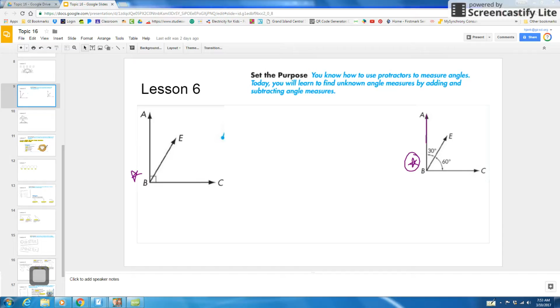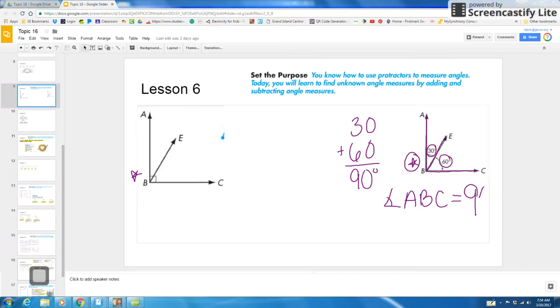If I wanted to know what this entire angle measured, remember we label it like this, angle A, B, C. If I wanted to know what that angle was and I didn't have a protractor, but I see that I have this other ray in here that creates two more angles, and they give us those angle measures, I could use those to add together to get my total. So I could do 30 degrees plus 60 degrees, and we would get 90 degrees. Okay, so we would know that this whole angle here is equal to 90 degrees because they gave us two other angle measures to get that total.